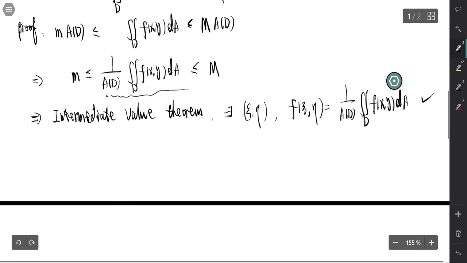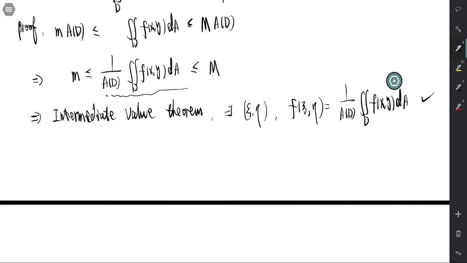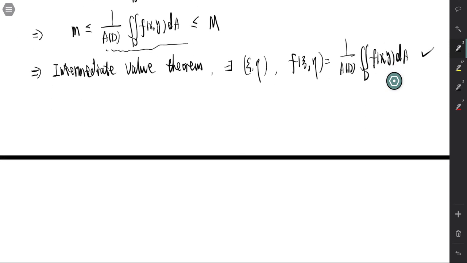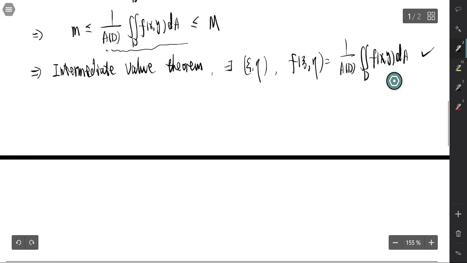That's the properties of double integral. We can use the properties to estimate the double integral.